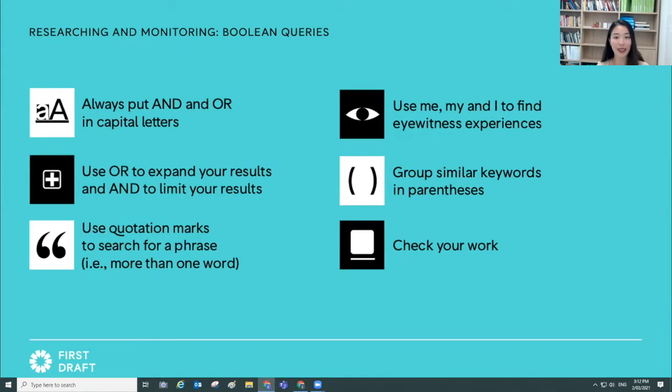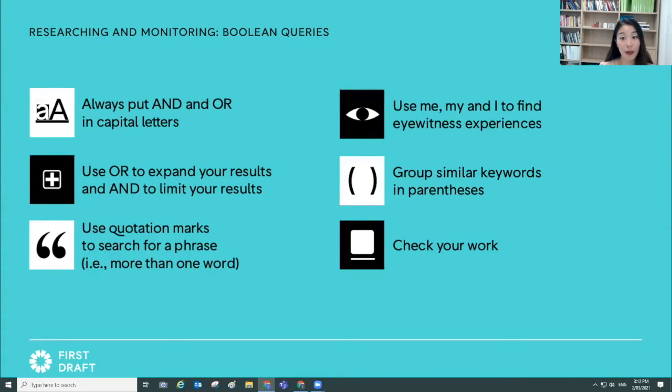So coming back to what we were talking about, here are some tips about Boolean queries. First of all, always put AND and OR in capital letters, and it won't work if you don't. Also use OR to expand your results and AND to limit your results. Make sure you use quotation marks when your keyword is a phrase.